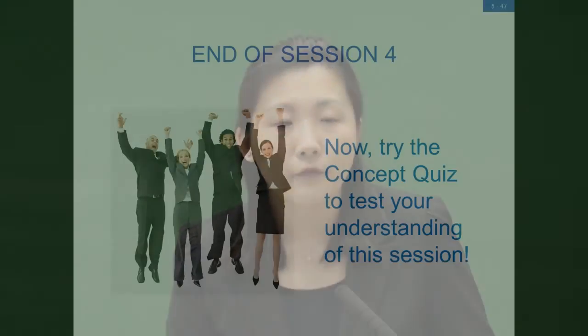This comes to the end of session 4 and also the end of chapter 5. Now you can try the concept quiz to test your understanding of this session.